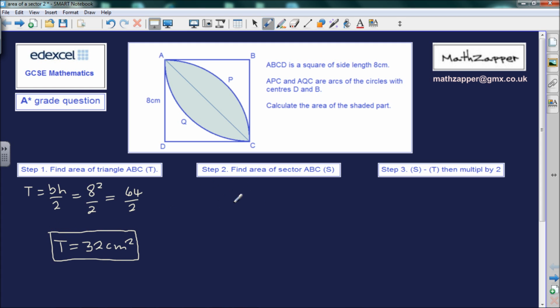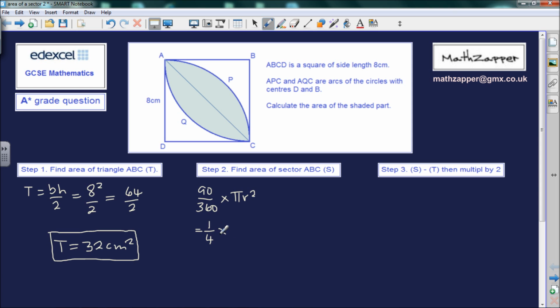Step 2, we're going to find the area of sector ABC. So we're looking at this area, A to B, B to C, and C back round to A. How do we find the area of the sector? It's simply the angle divided by 360. Well, the angle is 90 degrees, so that's 90 degrees divided by 360, all multiplied by pi r squared. 90 divided by 360 is 1/4.